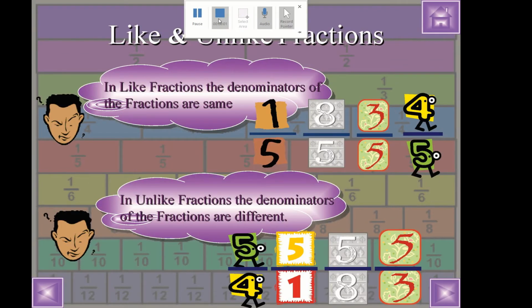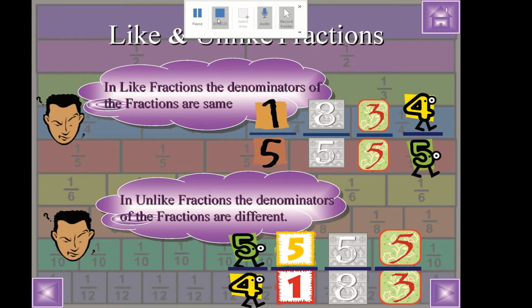Next is like and unlike fractions. In like fractions, the denominators of the fractions are the same. Example, 1 by 5, 8 by 5, 3 by 5, 4 by 5. In all these fractions, the denominator is 5 only. So these fractions are called like fractions.